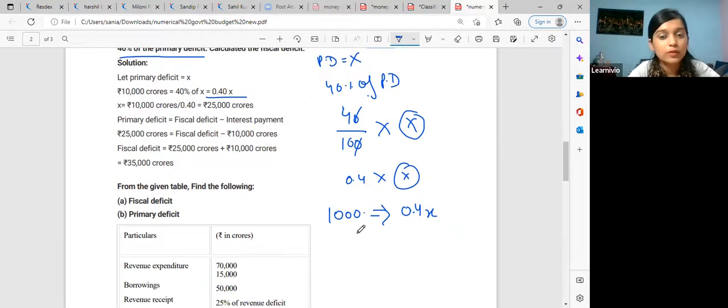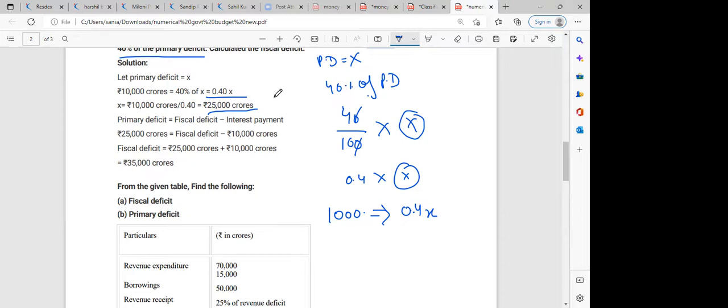Okay. And then you will be solving it. It will be going here and the answer will be 25,000 crore. Getting it, everyone? You got it? Yes, ma'am. Everyone.